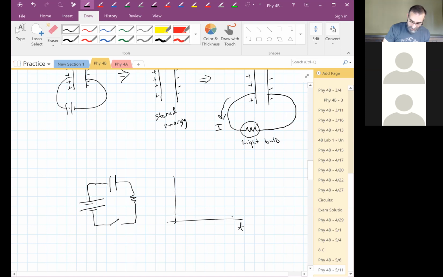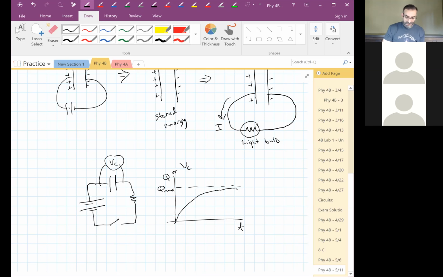If this is time and this is the charge or voltage on the capacitor, it takes a little bit of time to charge up, and that's the maximum. It's actually an exponential. And discharging is the same thing. It takes time to discharge.